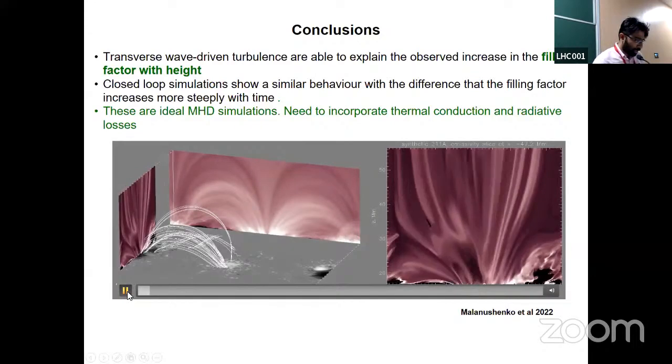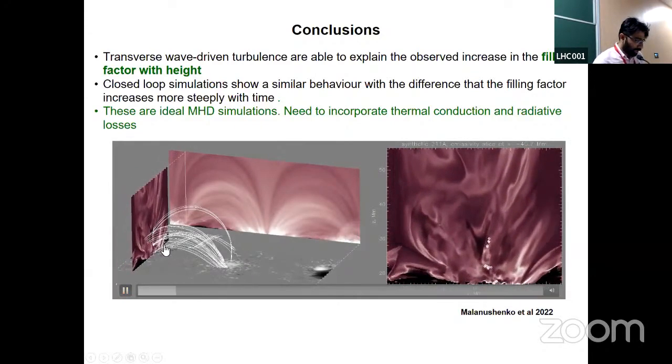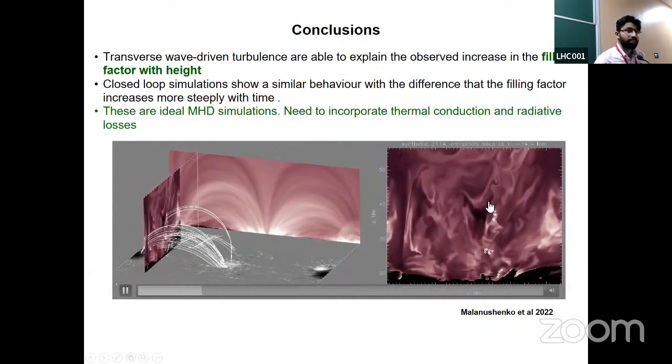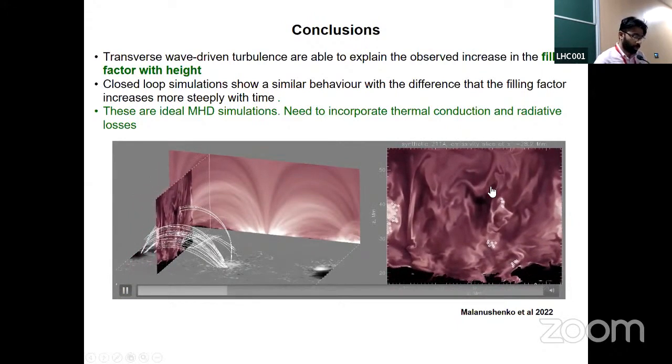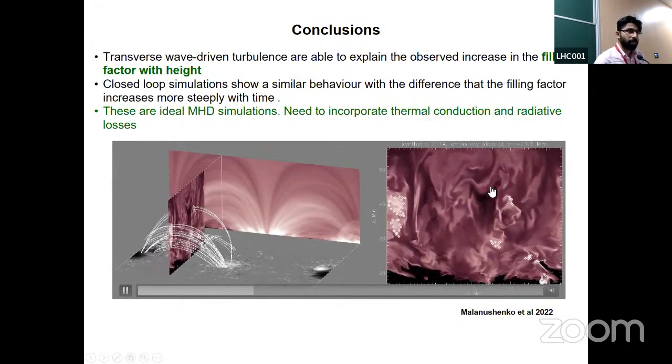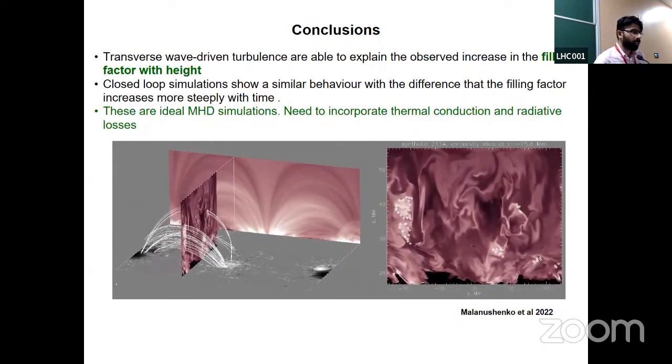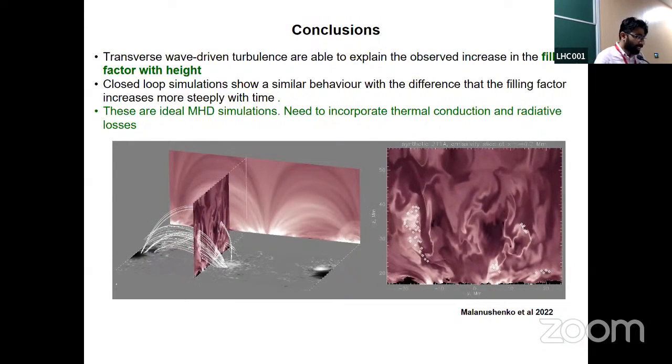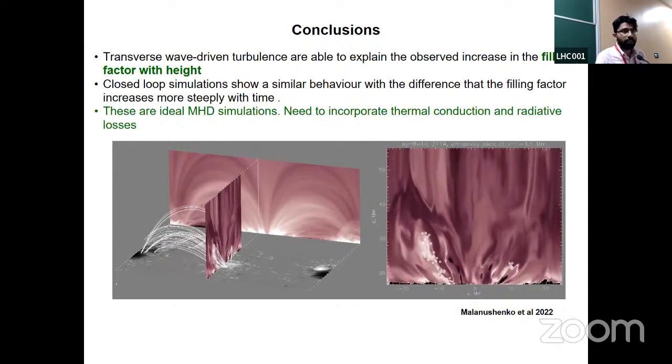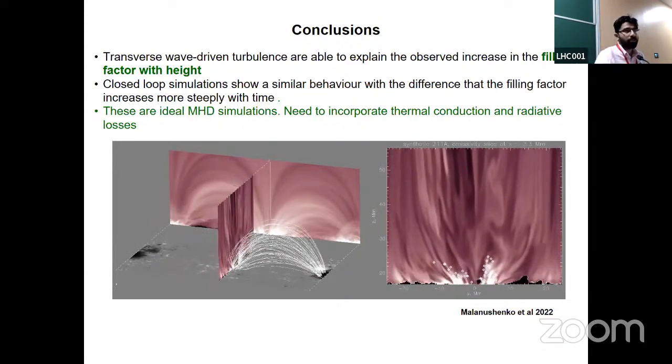Let me move on. As it moves towards the loop top, the structures become more turbulent, and there are no coronal loops here. So basically, it is just a line of sight effect. These are very good simulations, but this was also implied by our simulations and the ones that were done before.